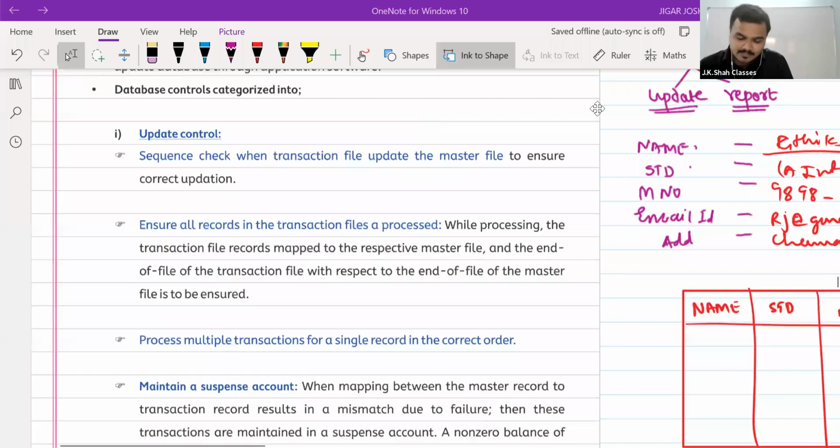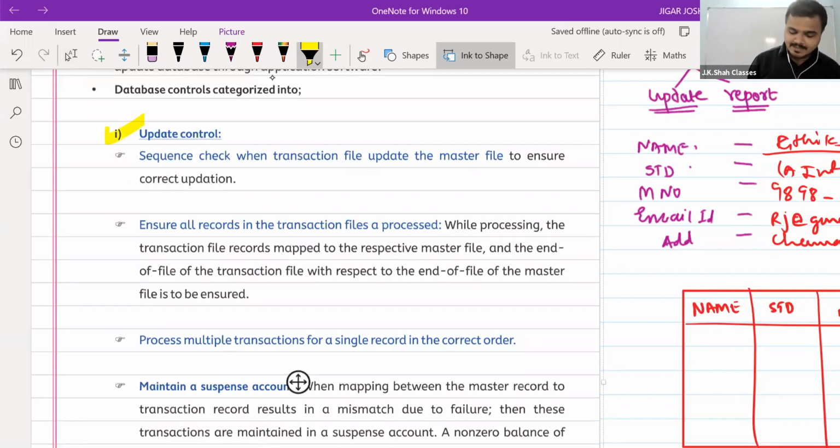Should we proceed, my dear Chartered? Yes, sir. Let us proceed with the concept further. In today's class, a lot of technical knowledge is involved, so I expect all my dear Chartered to please give their 100% attention while learning these concepts.